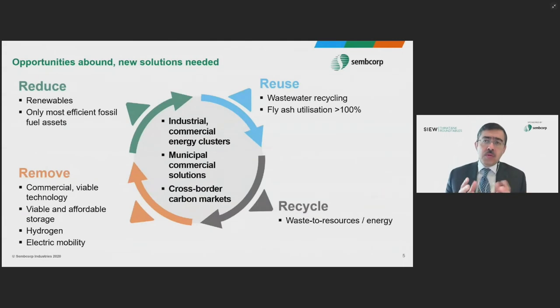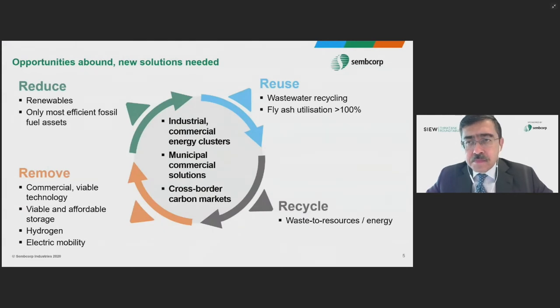But if we look at all of this and say what's missing and what's really needed from a national policy level or from an industrial partnership level, I would say it's really around the commercial solutions and the ability for the right asset configurations and commercial market solutions to come together. And I've just taken three examples here as illustrations. I think one is to ensure that future industrial and commercial developments really happen in clusters, which can maximize use and recycling of both energy and materials.